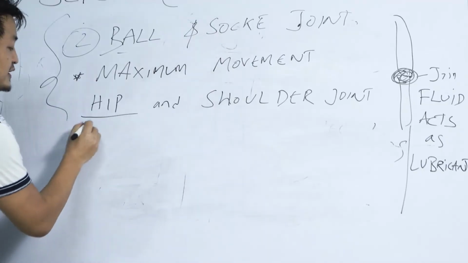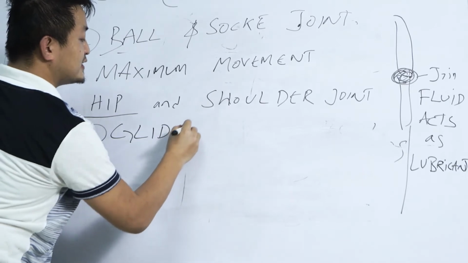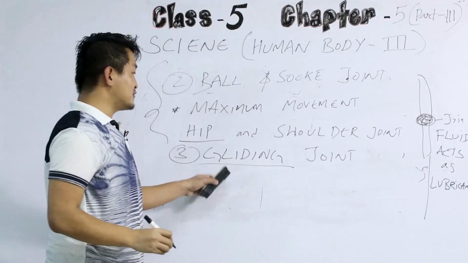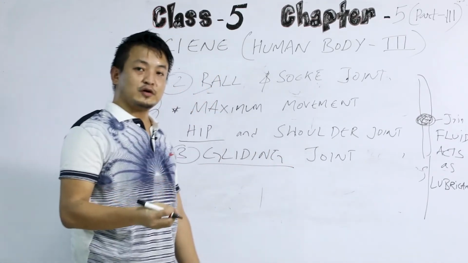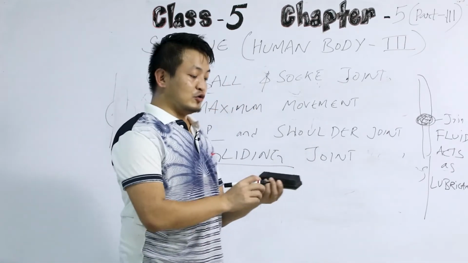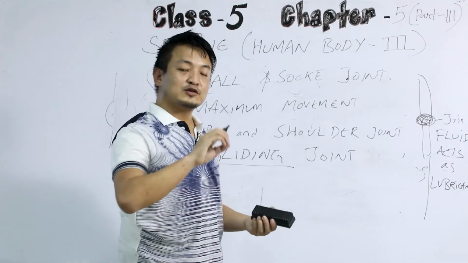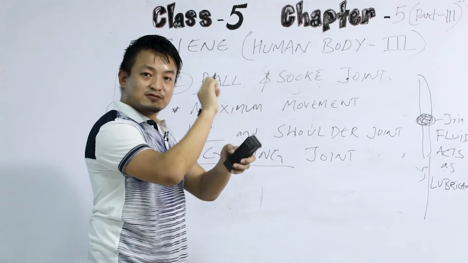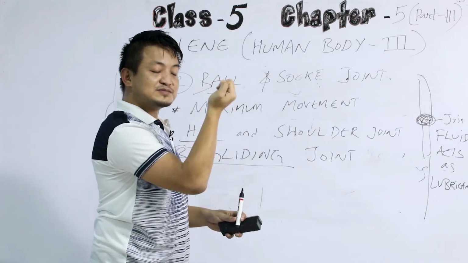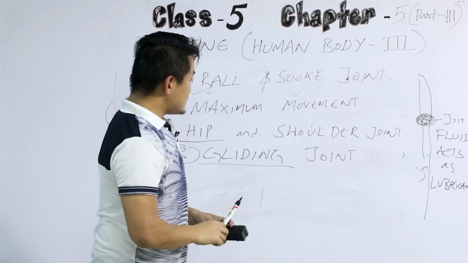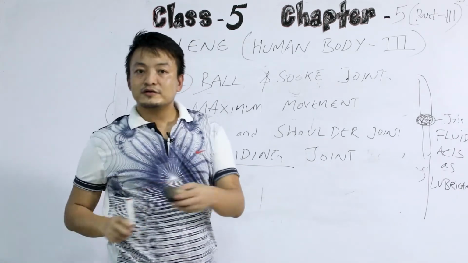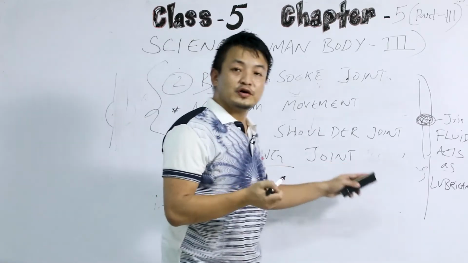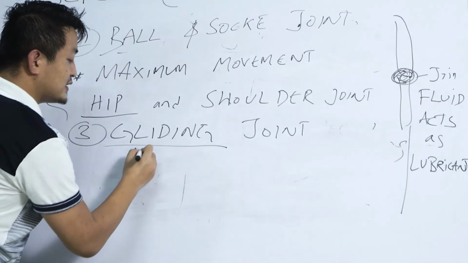Clear? Now we have the third type of joint, that would be the gliding joint. You have to keep this in mind, gliding joint. This is the third type of the movable joint. Because of this joint, we can twist our ankle. We can turn our wrist, right? See, I can twist my wrist. Or you can turn around. So the part that is involved in this gliding joint is the ankle.